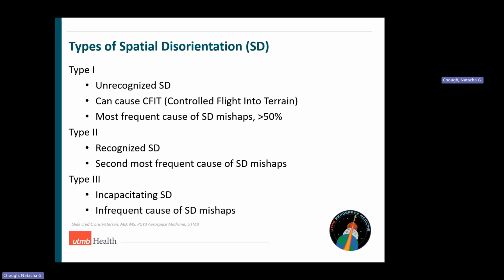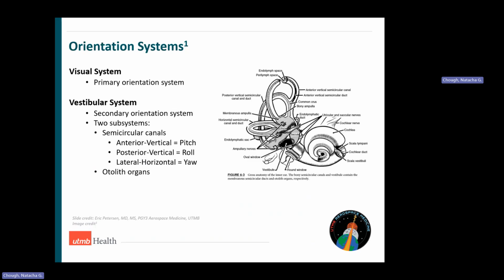Type 3 is incapacitating. The aviator knows that something's wrong, but they're so disoriented that they're incapacitated and can't perform corrective maneuvers as a result. This is the least frequent of the 3 types. So how does this happen?